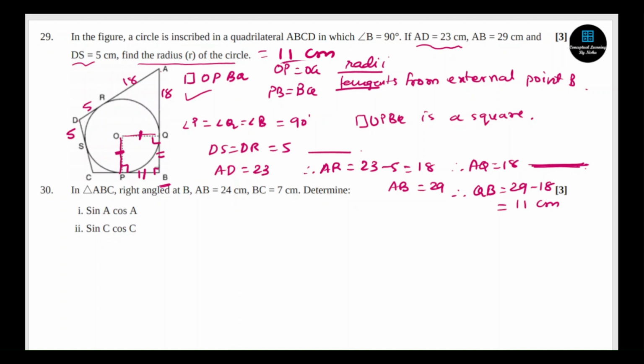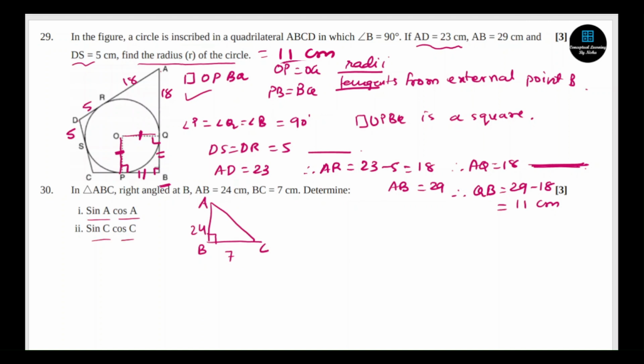30th is a very easy question. ABC is the right angle triangle which is given, right angle at B. This is A, this is B, this is C. AB is 24 centimeter, BC is 7 centimeter. And you have to find these values.